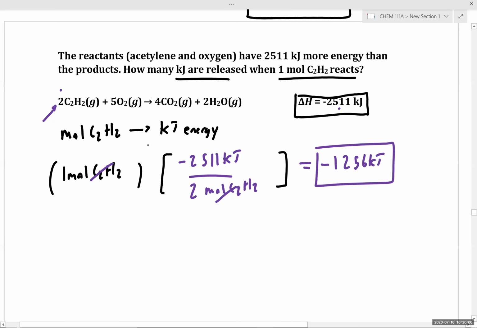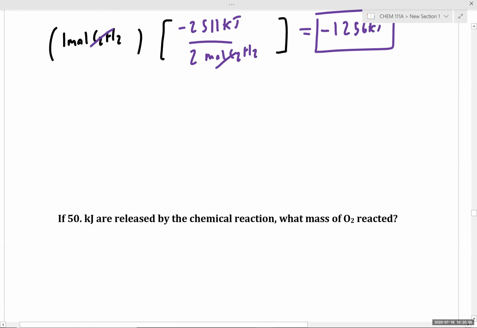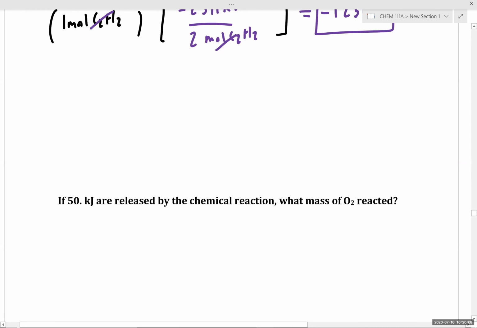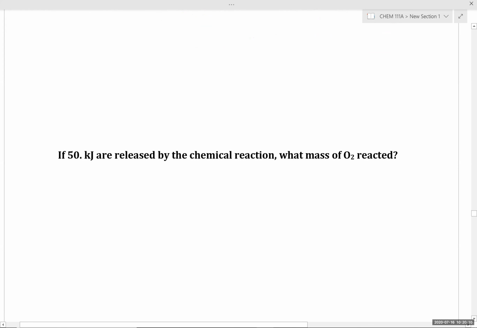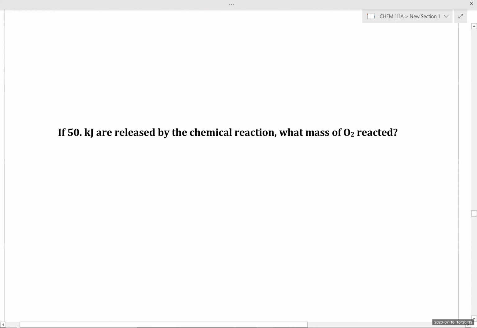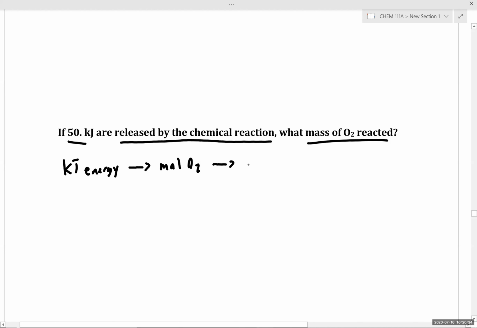So in order to test our understanding, as I see everyone seems relatively comfortable with this idea, let's showcase another way that we can use this idea of reaction enthalpy. If 50 kilojoules are released by the chemical reaction, we're asked to figure out what mass of oxygen reacted. So in this case, we're going to go from kilojoules of energy to the moles of oxygen that reacted to the grams of oxygen that reacted.